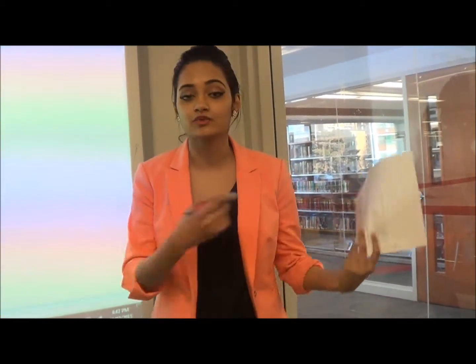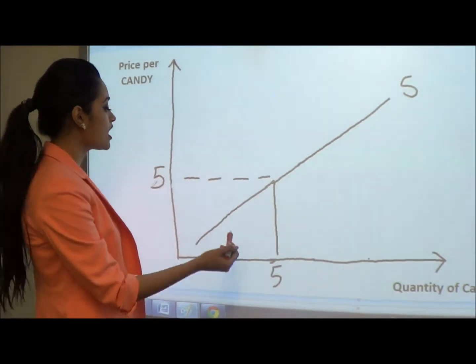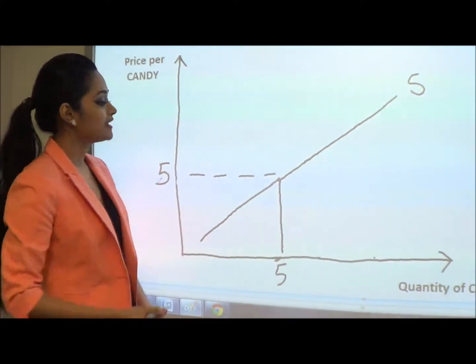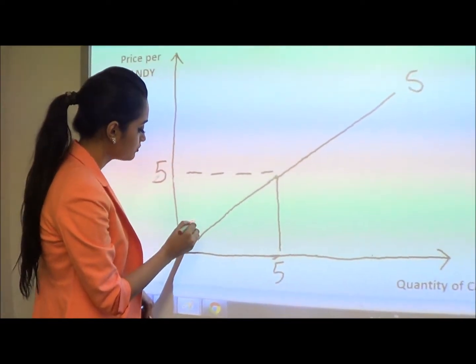Okay, so now percentage tax. As the name suggests, percentage tax is a percentage of the selling price that is paid as tax. Before, the supply curve went up by a specific amount. But for percentage tax, it goes up by a certain percentage of the selling price. For example, if the company was producing 5 candies for $5, now because of the 20% tax, the supply curve will have to move up.